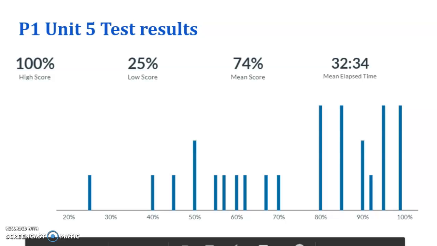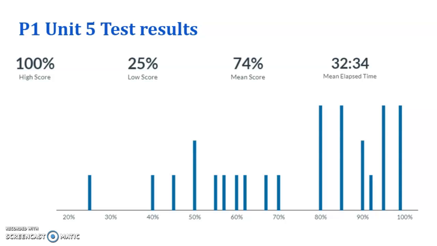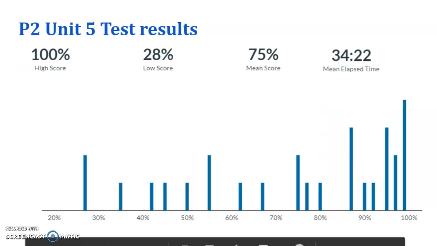This is the result from the unit test that you just took, and the average for period 1 was 74%, and 75% for period 2.